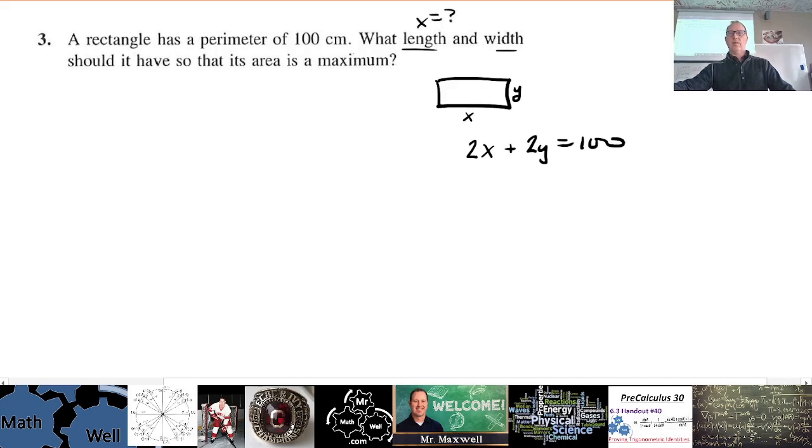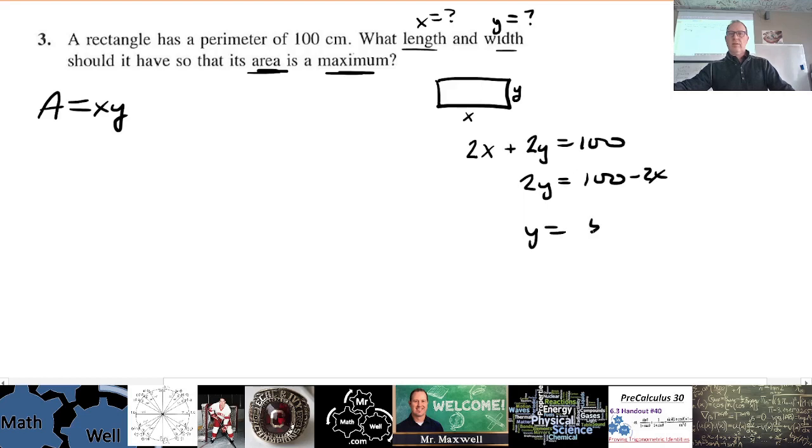So x equals what? y equals what? Should it have to have a maximum area? Awesome. So area is xy. Now I want to solve for y over here, so I'm going to do 100 minus 2x, and then y equals 50 minus x.